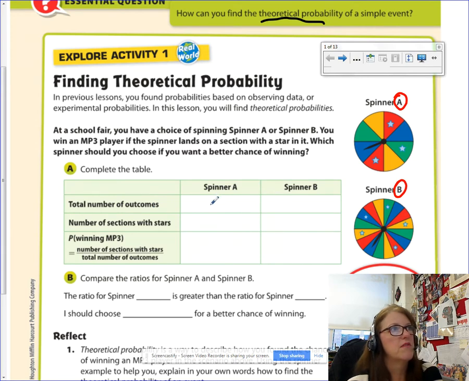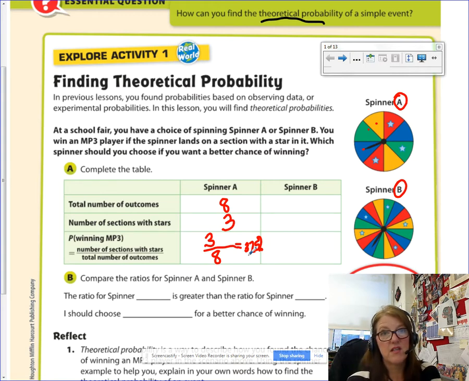Total number of outcomes for spinner A. So it looks like 1, 2, 3, 4, 5, 6, 7. Looks like there's a total of 8 sections there, and 3 of them have stars. So when we figure out the probability, that total number of outcomes is the denominator. 3 out of 8 chance, which, grab your calculator, if we turn that into a percent, is 37.5%. Okay. I like turning it either into the decimal or the percent because then it's easier to compare and I don't have to deal with getting a common denominator.